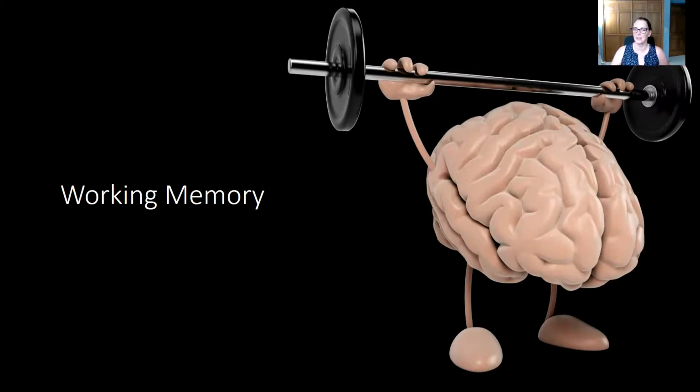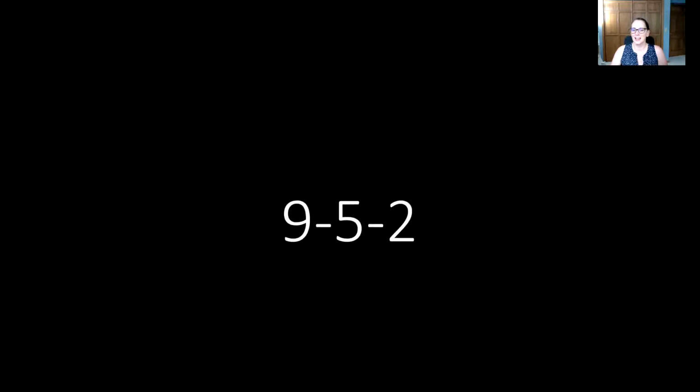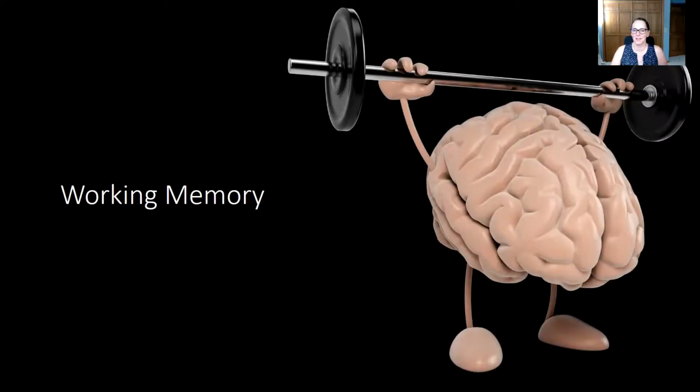Okay. Does everybody understand the concept? I'm going to read them. I'm going to hide the numbers. And then when I hide the numbers, you're going to write down the numbers that I just showed you. Okay. So the first set of numbers is, hang on, sorry, 9, 5, 2. So go ahead and write those down.